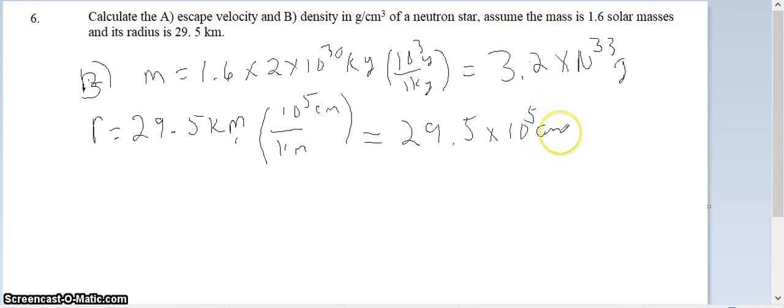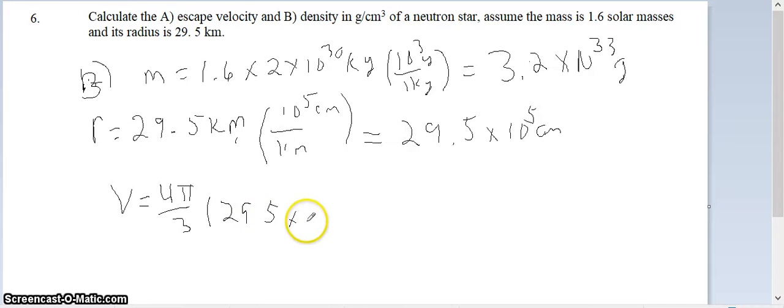And so really now, there's two more things we have to do. One is we have to calculate the volume, which of course is 4 pi over 3 times r to the third. So I'll just put what r is here. It's going to be 29.5 times 10 to the fifth, and of course that's in centimeters. And then we cube that. That's going to be cubic centimeters.